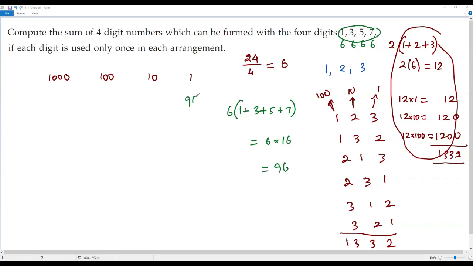The same sum we will get in the tens place as well, the hundreds place as well, and the thousands place as well, because in all the places the same four digits will be repeated 6 times. Since we get the sum of the numbers in the ones place as 96, this 96 has to be multiplied by 1. So the result is just 96.